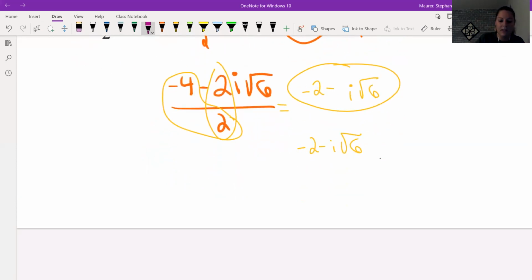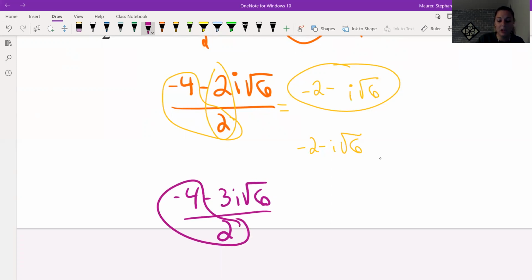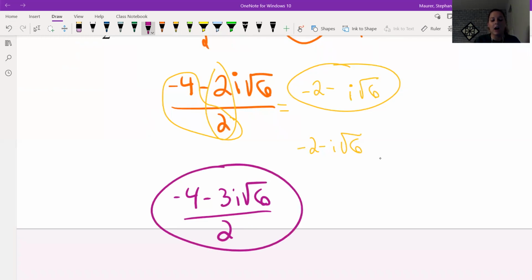Just for the argumentative sake, let's say you had -4 minus 3i square root of 6 divided by 2. Yes, 4 is divisible by 2, but the 3 is not. So I really wouldn't even simplify this one. I would just kind of leave it as is. But if they're both divisible by 2, then you can simplify a little bit further.